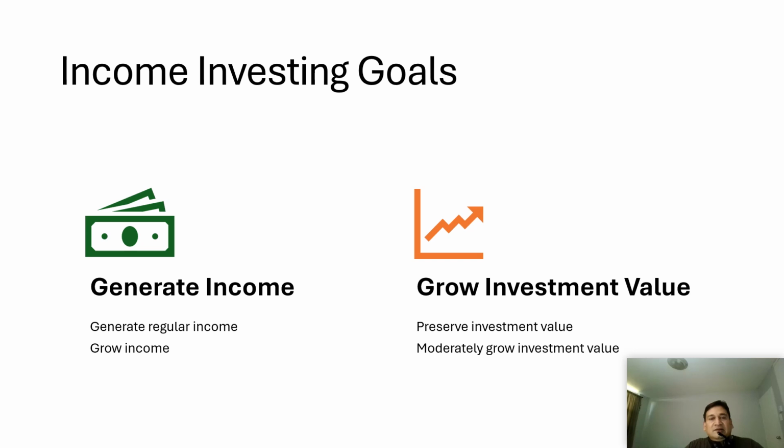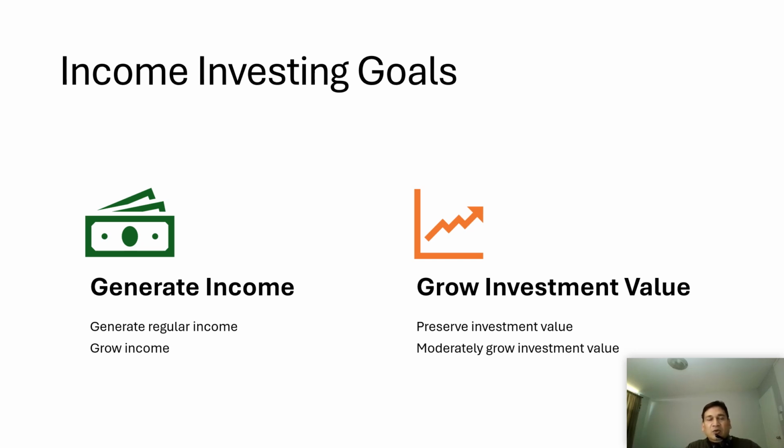The second aspect is growing investment value. For example, if you invest in a property or invest in a bond, you want to make sure that the value of the investment stays preserved. You don't want the value of the investment to go down. That is called preserving investment value. The second aspect is you want to grow the value of the investment over a period of time. So growing investment value would mean an increase in the price of a stock, or an increase in the price of a property, or the value of a fund goes up, and so on. So broadly, there are two: generate income and grow your investment value.